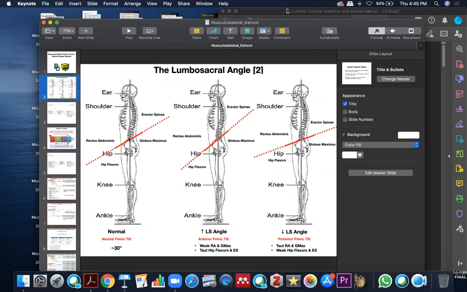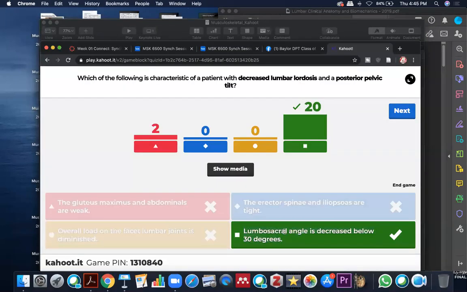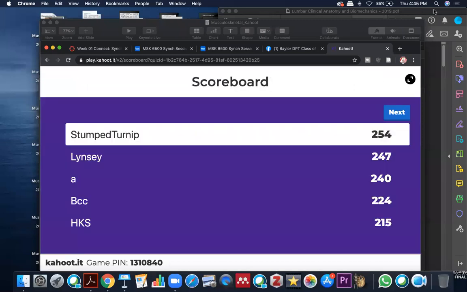But when you're looking at these movements, or not really movements, but deviations, they're much larger because you're looking at the entire lumbar spine relative to that sacrum. So the deviations here can be a lot larger. So, okay, so on this one, the answer is lumbosacral angle is decreased below 30 degrees for posterior pelvic tilt. Okay, let's go to the next one.